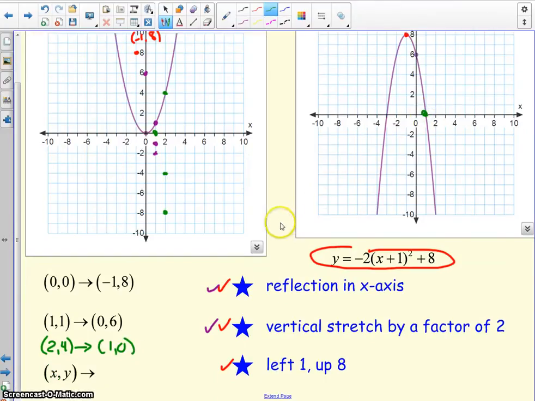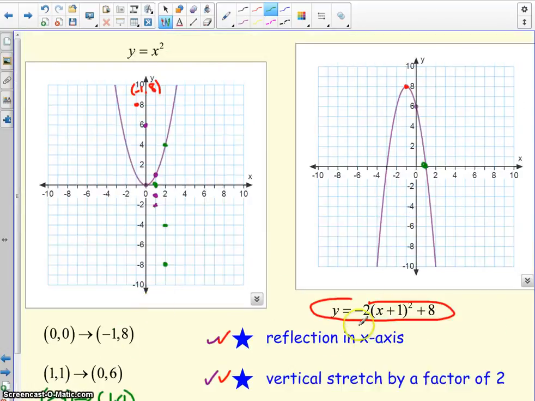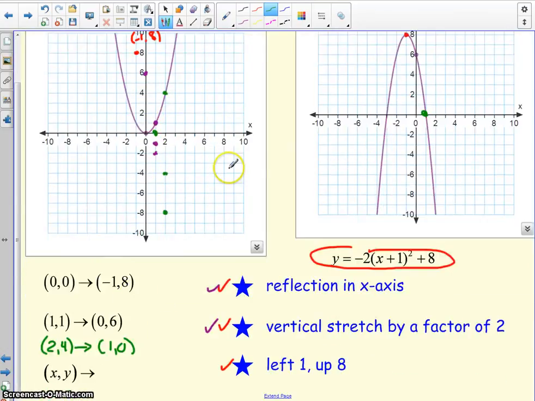Now, this is all well and good, but this is going to be very, very tedious if every time we want to graph a parabola, we take all these points, draw all these transformations, figure out where they wound up, and then make the graph from there. It would take a very long time. So what we want to try and do is create a general rule that will work for any point we want. Because then we can calculate where it goes instead of actually having to make a graph every single time. So let's try and create this here.